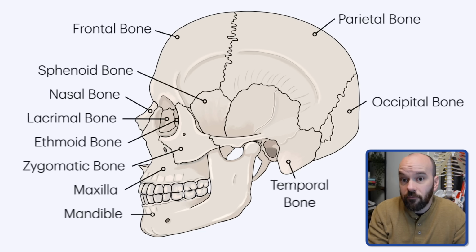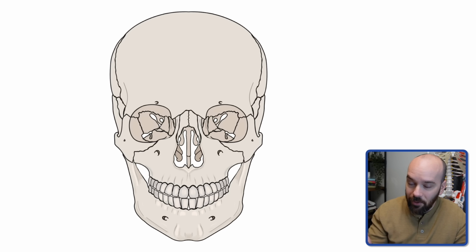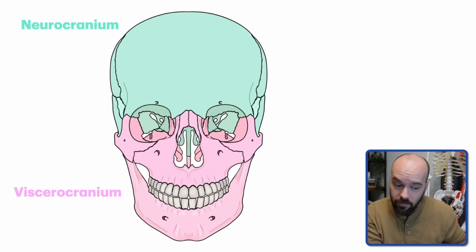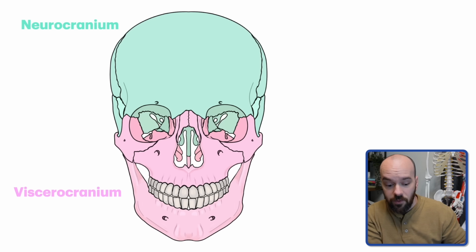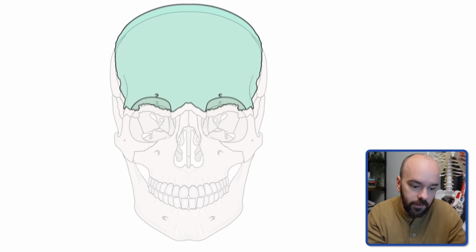Now we're going to take a look at a frontal view. We're going to go a little bit quicker because in the lateral view I was introducing all the bones for the first time. Again, we've got the neurocranium and the viscerocranium. The neurocranium protects the brain, the viscerocranium forms most of the face. And we're going to build those in one bone at a time, starting with the frontal bone.